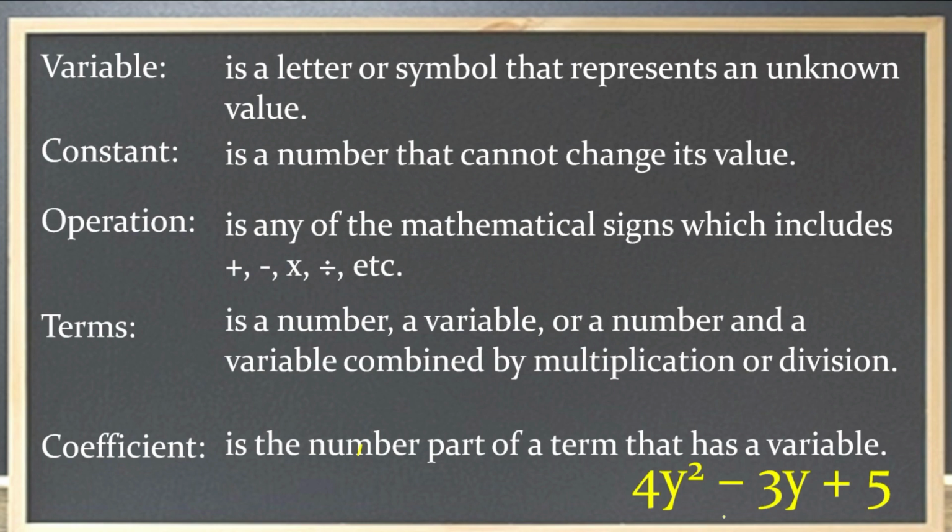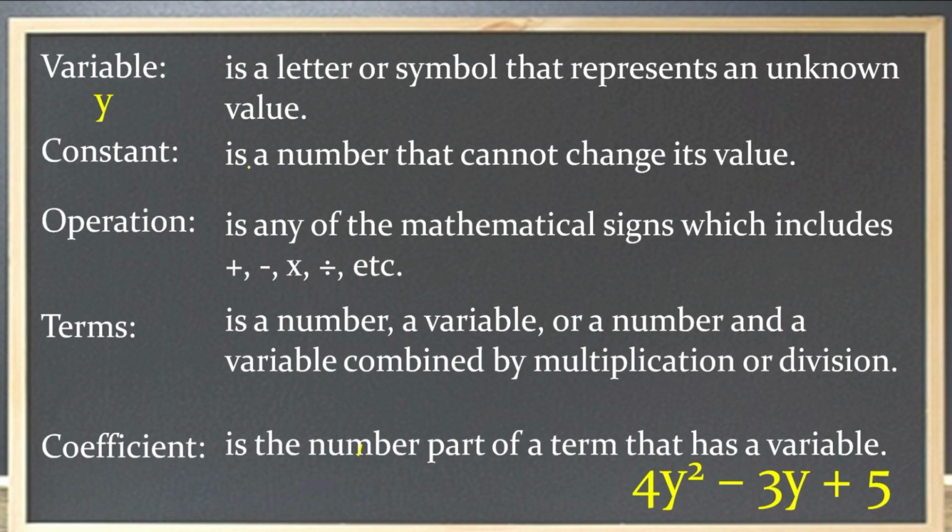All right. Our previous example. So we have 4y squared minus 3y plus 5. Now in here, let us identify the variable in this algebraic expression. We say that variables are letters. Okay, so in here we see one letter, we see y. So it means y is the variable in this algebraic expression. So we say the variable is y.